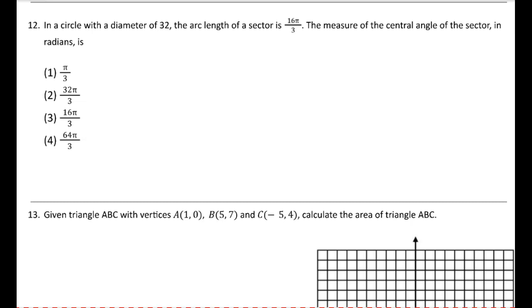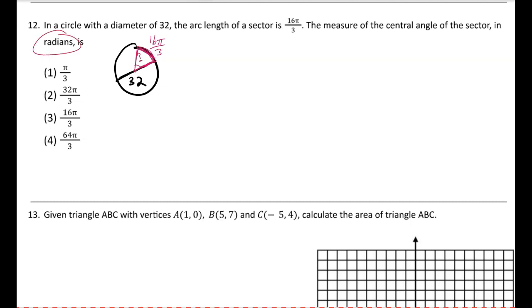Number 12. In a circle with a diameter of 32, the arc length of a sector is 16 pi over 3. The measure of the central angle of the sector in radians is one of those. So the scenario is I've got a circle with a diameter all the way across of 32, and then there's some sector that's cut out of there such that the arc length is 16 pi over 3, so like a piece of the circumference is that long, and they want us to find the central angle.